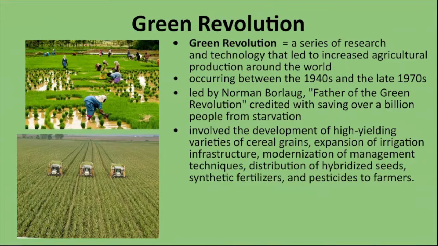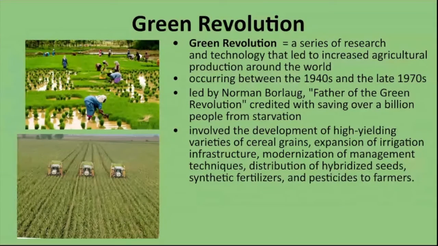Okay, Norman Borlaug, father of the Green Revolution, okay? It involved the development of high-yielding varieties of cereal grains, the expansion of irrigation infrastructure, modernization of management techniques, distribution of that hybrid seed, synthetic fertilizers, pesticides to farmers.